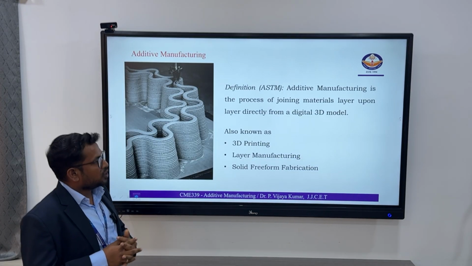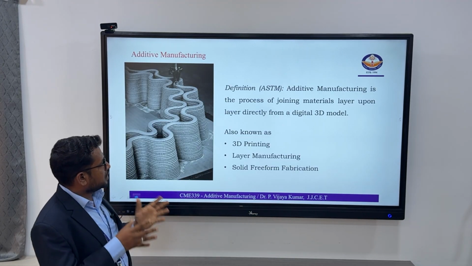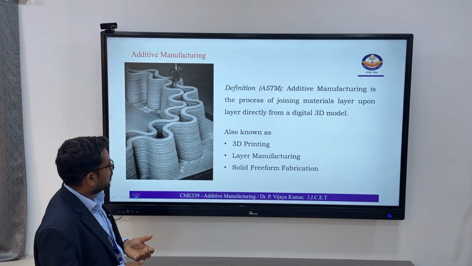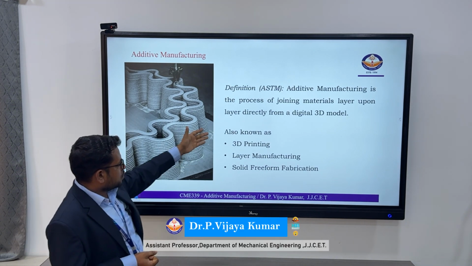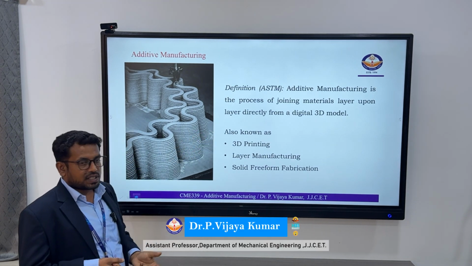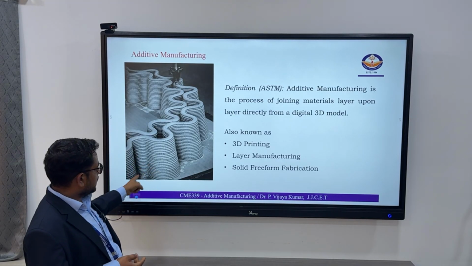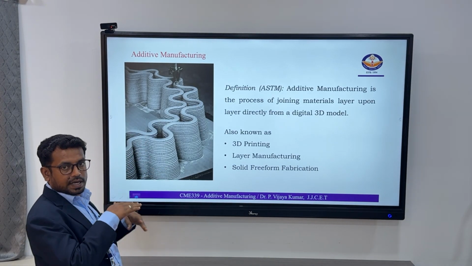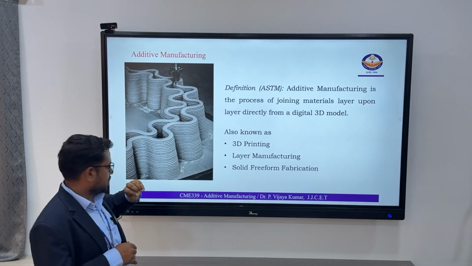The definition of additive manufacturing developed by the ASTM standard is that additive manufacturing is the process of adding materials in a layer by layer manner from a digital 3D CAD model. It is also known as 3D printing, layer manufacturing, and solid freeform fabrication. From this figure, you can see every layer of this entire product. So this is the addition of layers of material. Finally, this process comes under additive manufacturing.